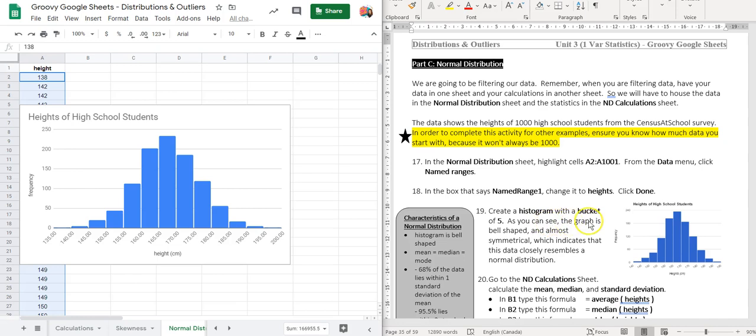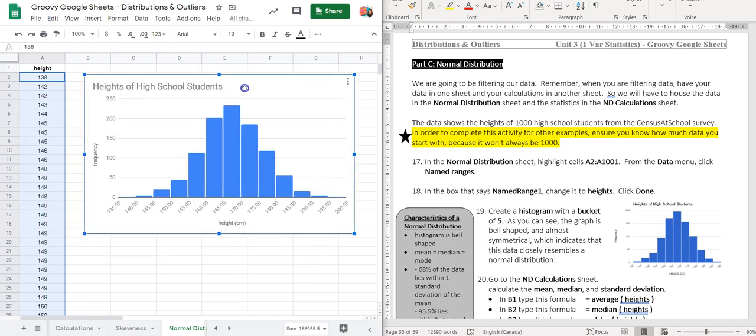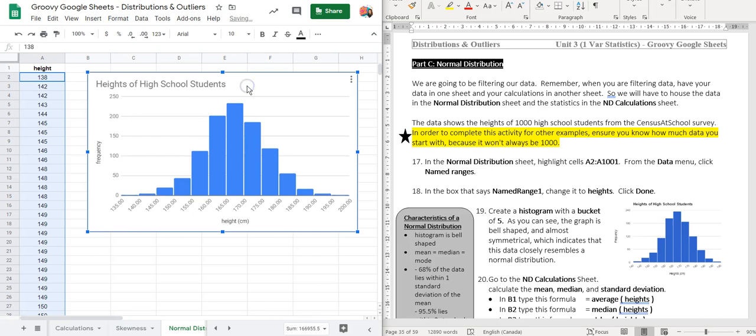As you can see, the graph is bell-shaped and almost symmetrical. Remember, this is real life data. This was not arbitrary data that we made up like in Part B. This is real data, so it is unlikely that it's going to be perfectly symmetrical and perfectly bell-shaped. You have to think, is it close enough? So it's almost symmetrical, which indicates that the data closely resembles a normal distribution.